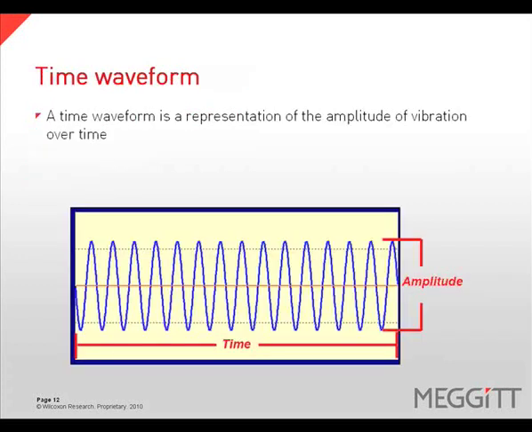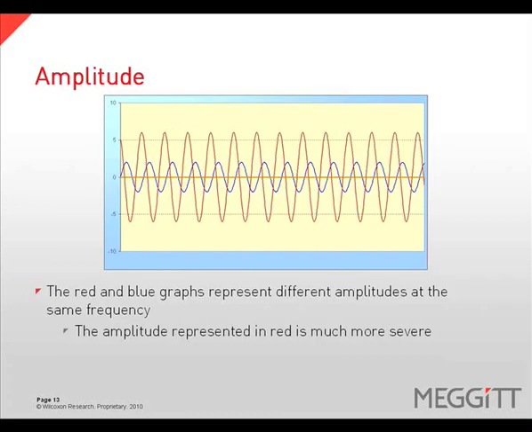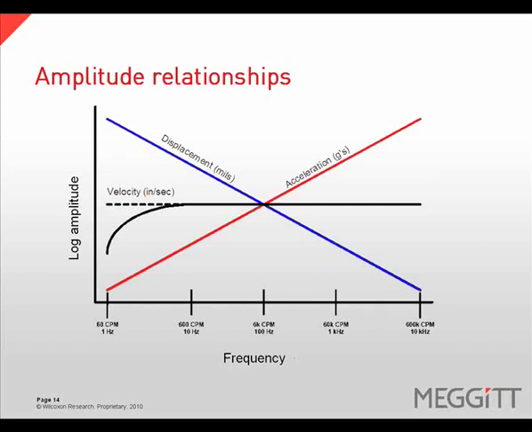A time waveform is a representation of the amplitude of vibration over a period of time. Amplitude is a representation of how much energy is present. In our example, the red and blue graphs represent different amplitudes at the same frequency. The amplitude represented in red is much more severe than the one in blue. It is important to understand the relationship between amplitudes when measured in different ways.